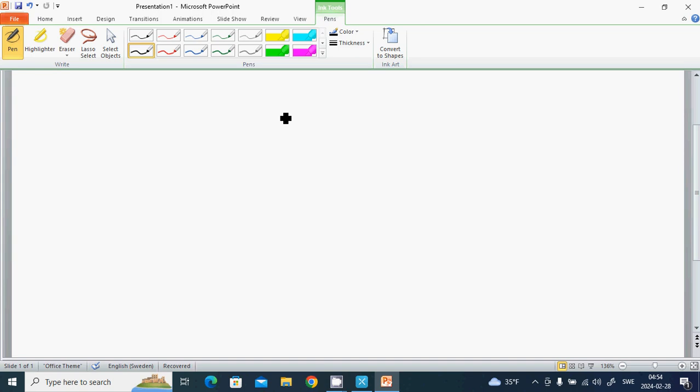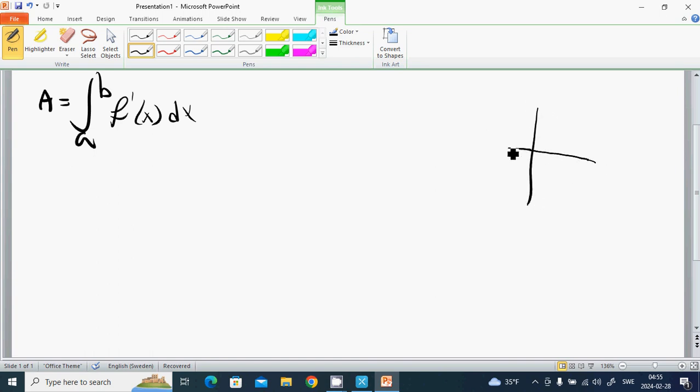Continue integral with infinite integral, and we have it in this way that A equals the integral from a to b of f prime of x dx, and if it is a and it is b, then the function f, and this integral is the area between the function and the x-axis.